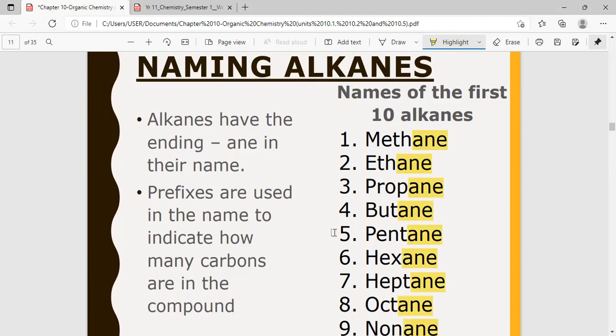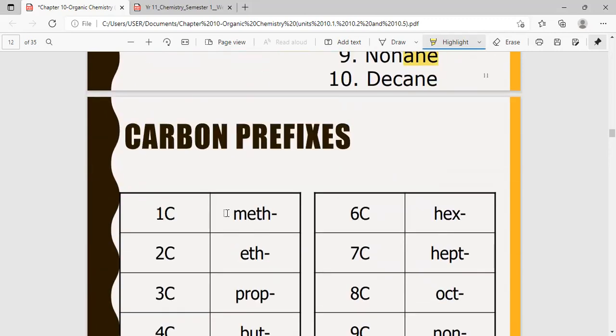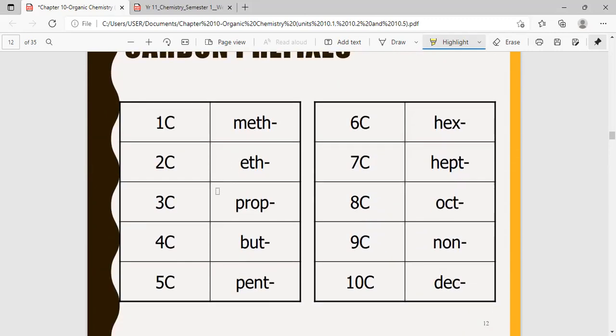Only the first part changes. Only the prefix changes. In English, you must have learned about prefix, the first part of the word. So here the prefix will change, and let us see how and why it changes. These are the prefixes for the first 10 carbon atoms. You learn it once, and you will use it throughout your organic chemistry. So let's see how it works.